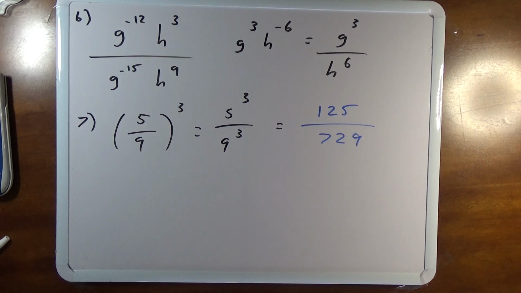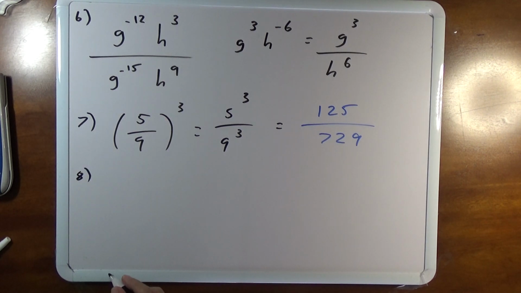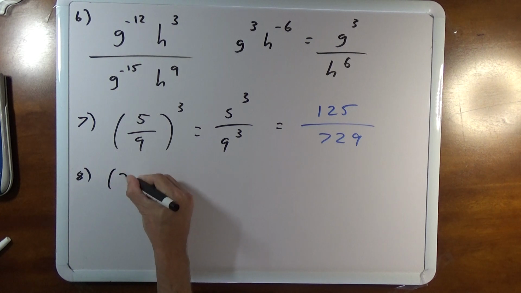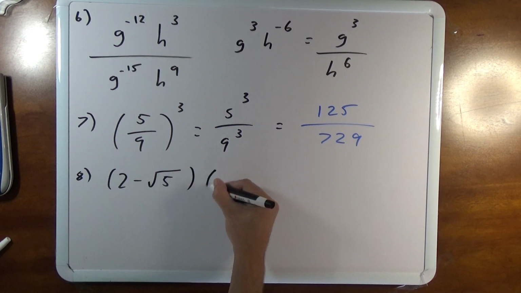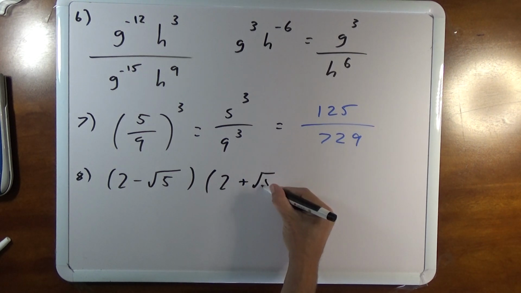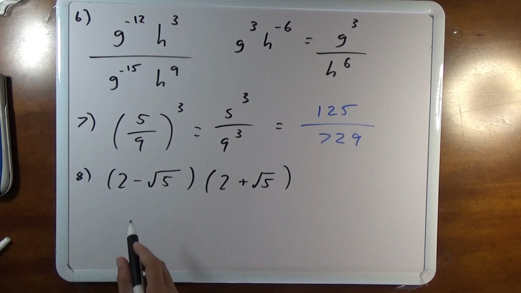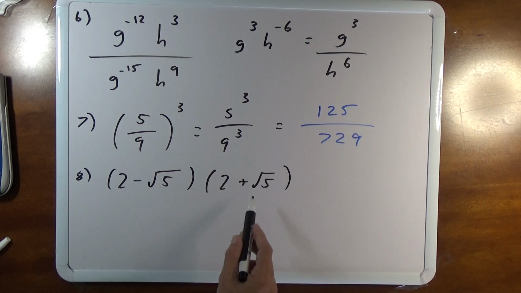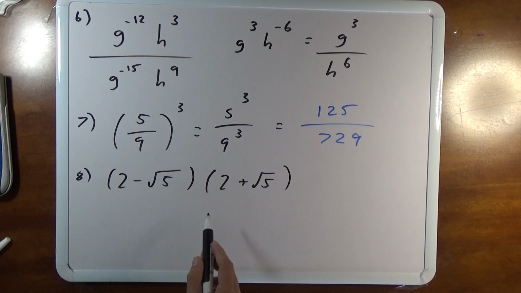So 8. This is the quantity 2 minus the square root of 5 times the quantity 2 plus the square root of 5. Okay, so we FOIL this out, and what happens is when you have the conjugate pair, like a minus b and a plus b, the middle terms are going to cancel.